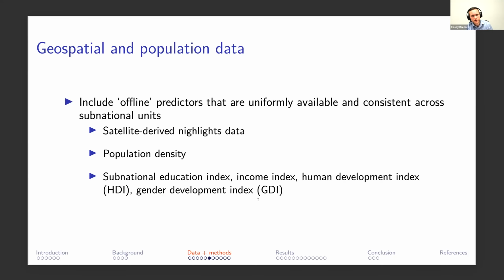Next, I'm going to talk briefly about the geospatial and population data. The idea here is that we want to have some predictors that are uniformly available and consistent across all subnational units. This is a major challenge in that there are many predictors that we would love to add in, but that aren't available for many of the countries that we're interested in studying, especially countries that haven't done, for instance, a census for 10 or 20 years. So the three main offline predictors that we're going to use are first, satellite-derived night lights data, population density data, and some other features on overall levels of development.